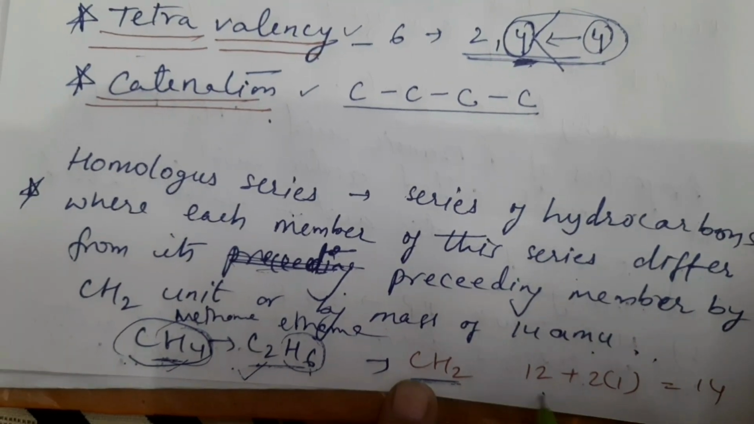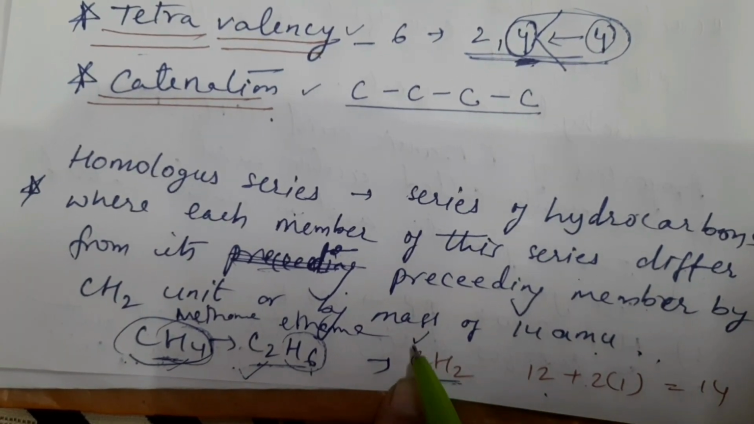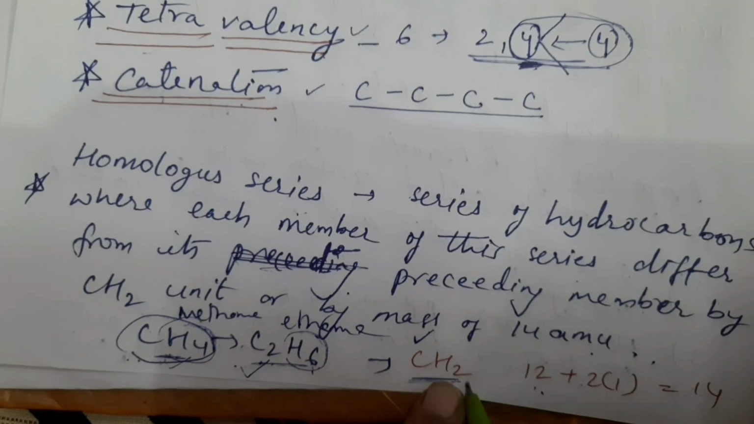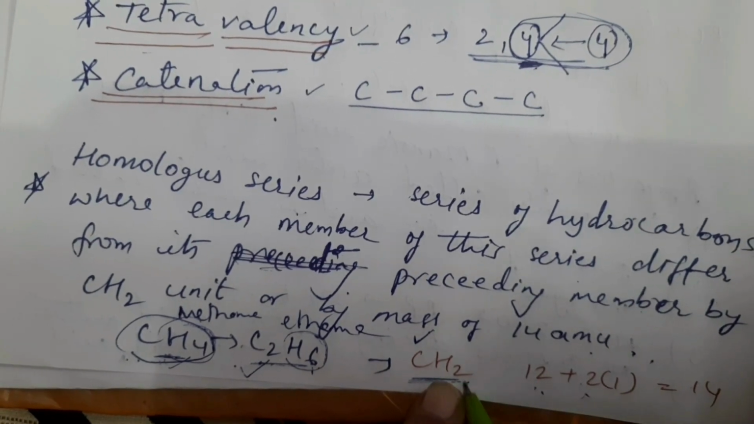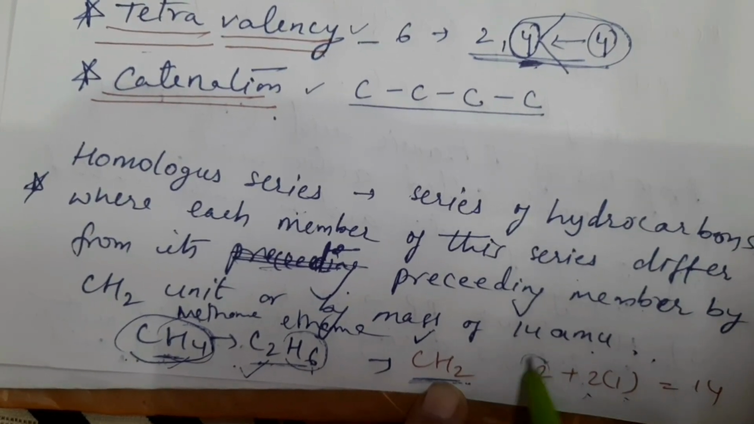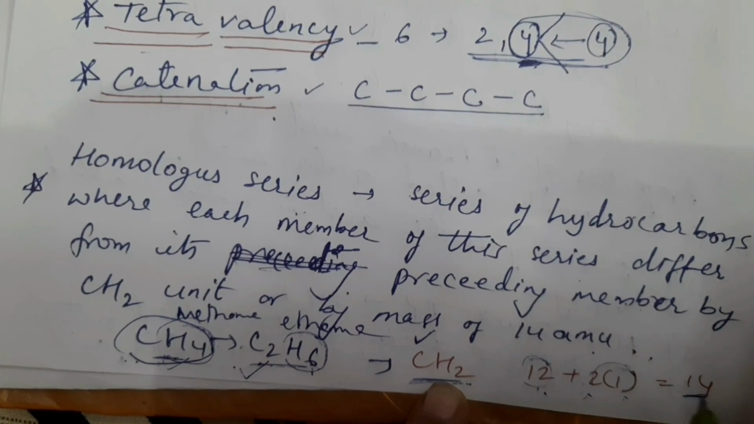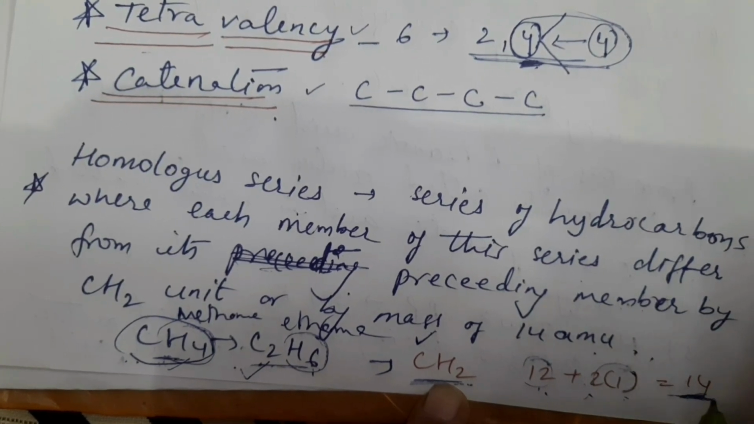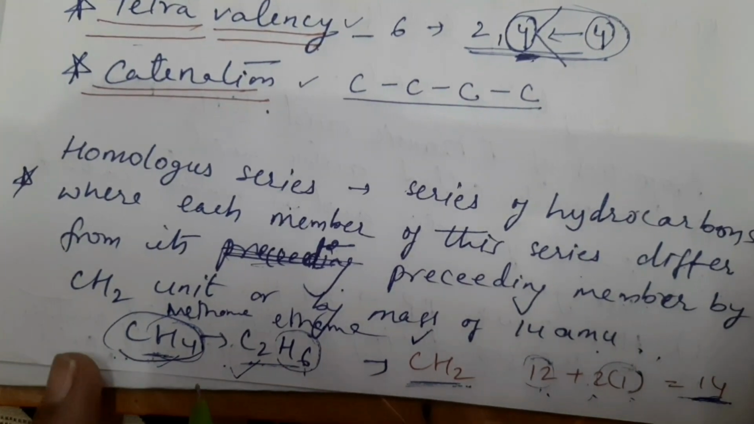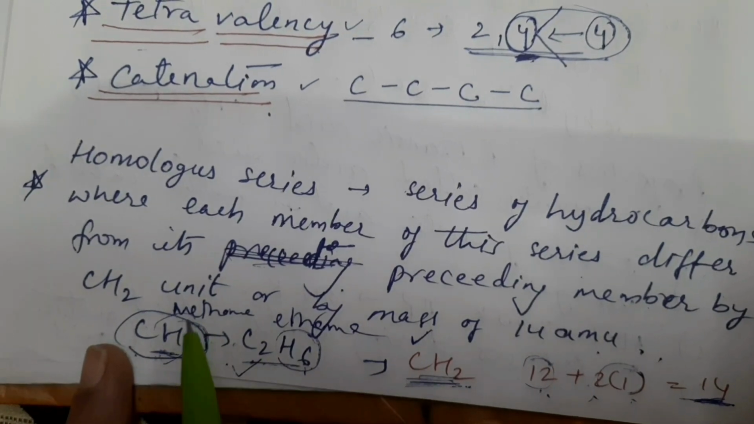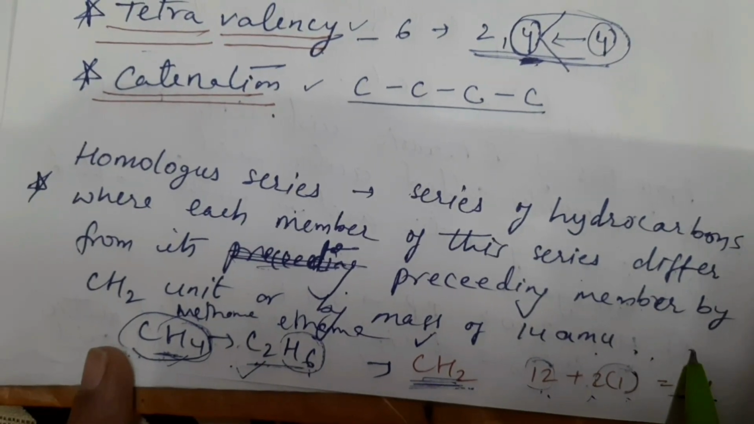And if we calculate the mass, carbon's atomic mass is 12. Here 2 hydrogen are there, so 2, and hydrogen's atomic mass is 1. So 12 plus 2, it's 14. When they differ by either 14 mass units or by a CH2 unit, we call that series a homologous series.